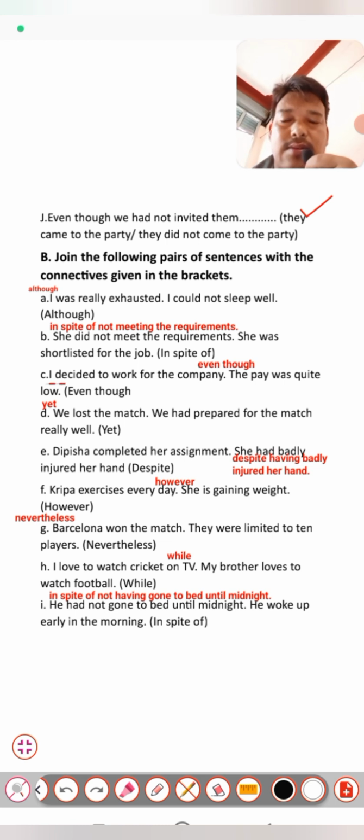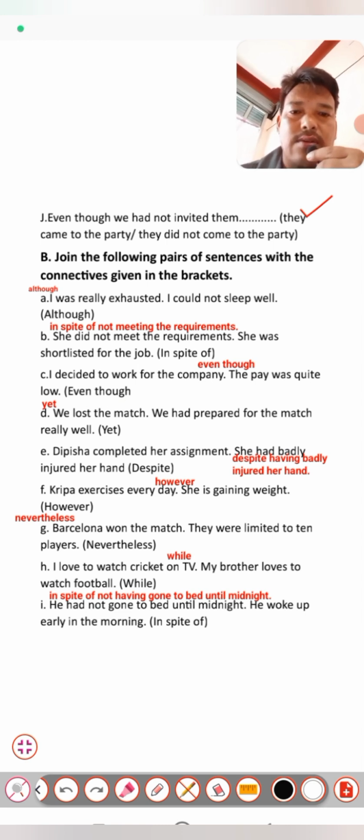And C number, I decided to work for the company, the pay was quite low. Here the connective is even though. You only need to join these sentences with even though. You don't need to do anything extra, you only have to put even though here.